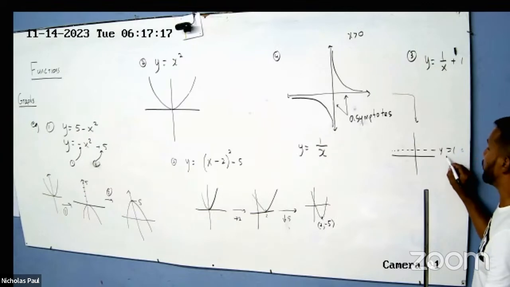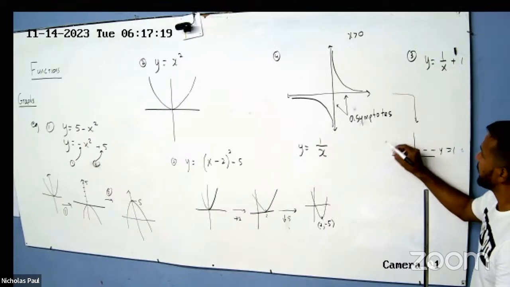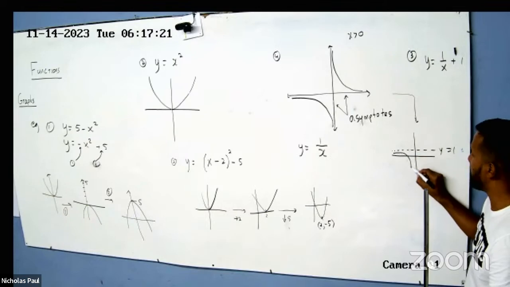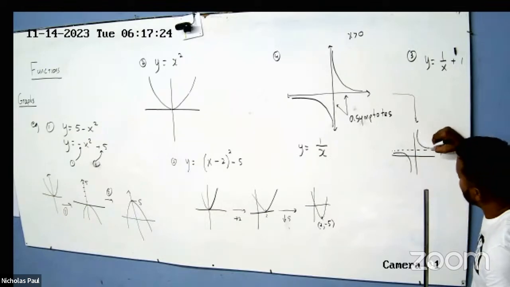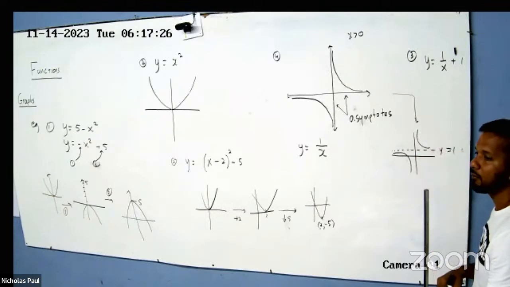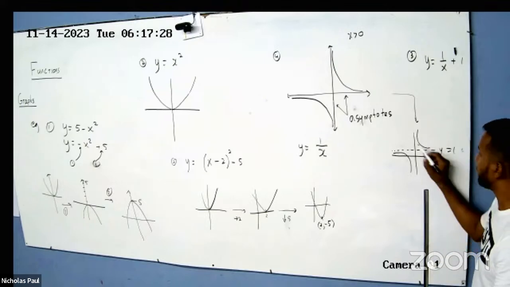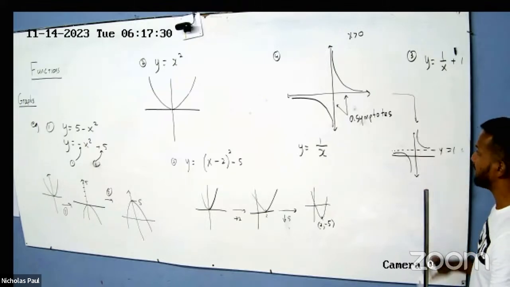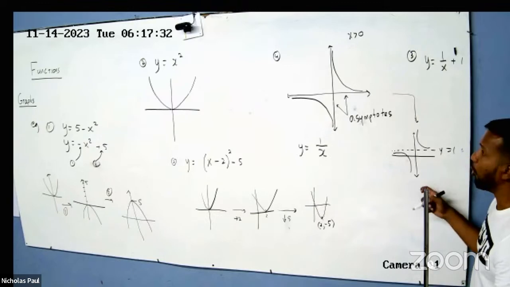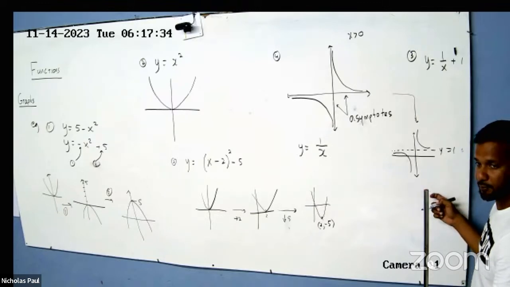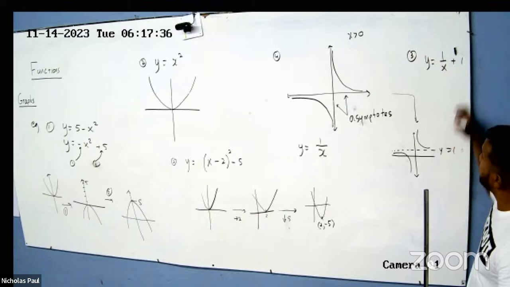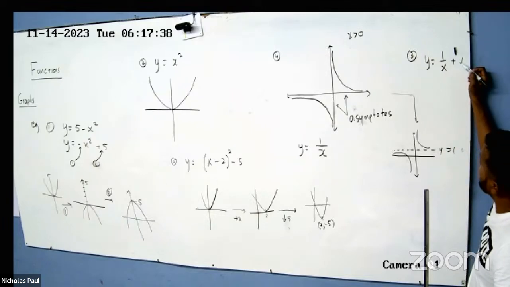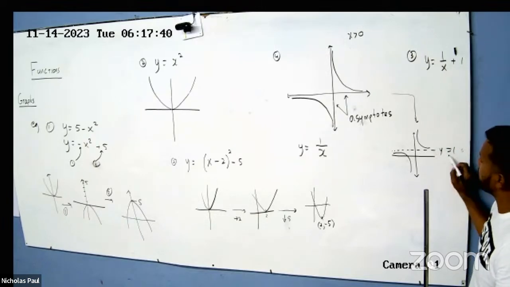So y is 1 means you shift the graph, and you get the graph here. Always have your asymptotes. So the first shift here means 1 upwards, so I change the asymptote to y is 1.